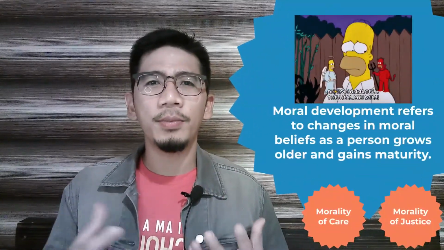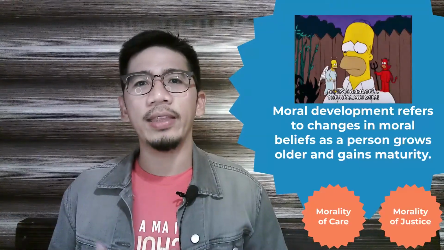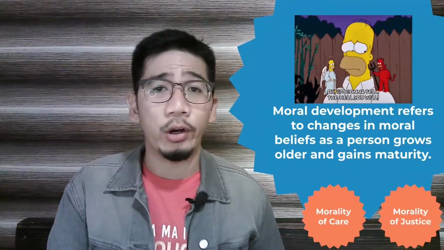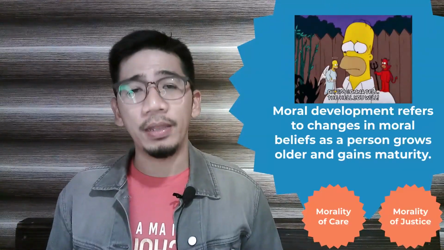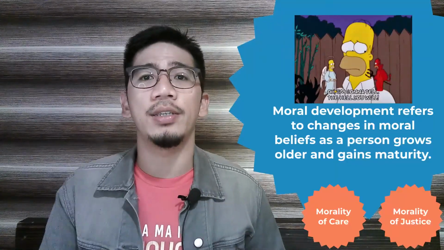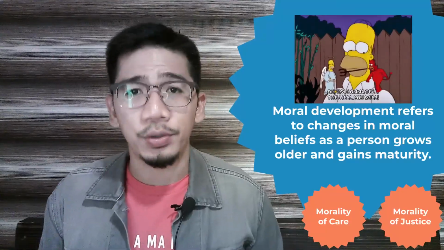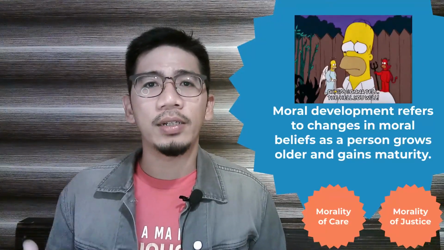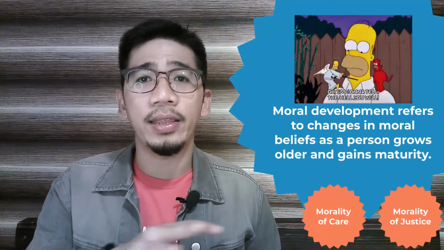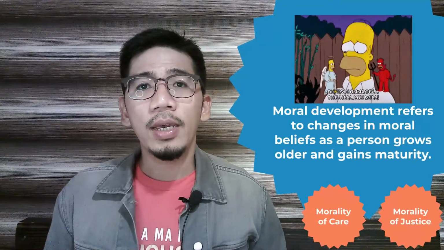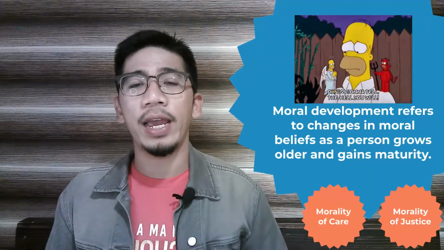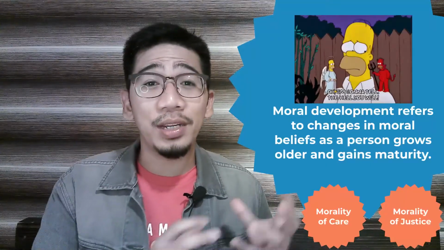Morality is a system of beliefs about what is right and good compared to what is wrong and bad. Moral development, therefore, refers to changes in moral beliefs as a person grows older and gains maturity. Moral beliefs are related to but not identical with moral behavior. It is possible to know the right thing to do but not actually do it.